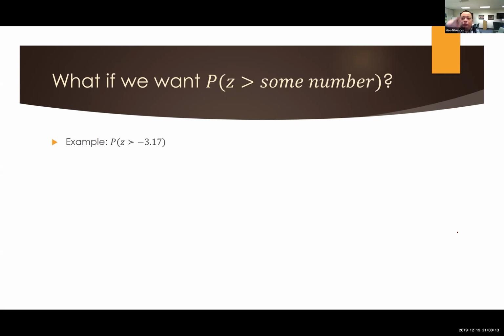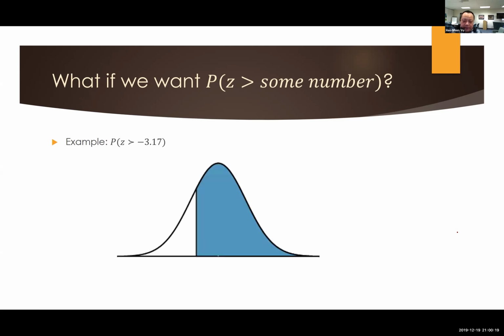Well, we're going to draw the diagram, right? For these things, always draw the diagram. So we draw a diagram for something greater than. So negative 3.17 would be over here. And this is the probability we're being asked for. Well, the table doesn't give us the area to the right. The table gives us the area to the left.